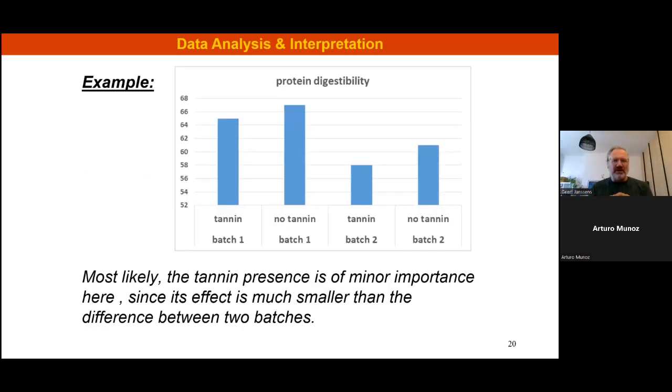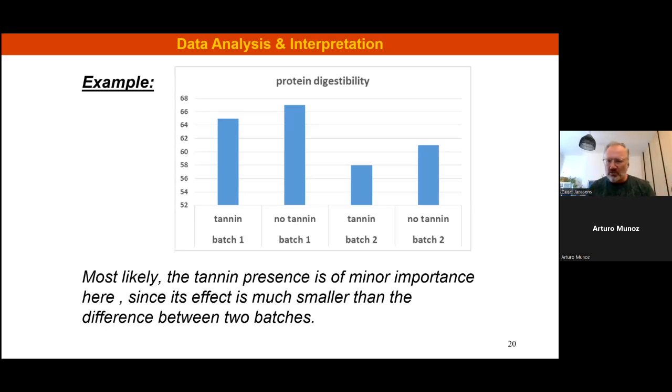So this is an example of this. This is not about aquatic animals. It's just an example to show. This is a study with adding tannins to the diet or not. And you can clearly see there's two batches, batch 1 and batch 2. So the two left ones are batch 1, the two right ones are batch 2. And you see that in both cases, the tannins lead to a lower protein digestibility.